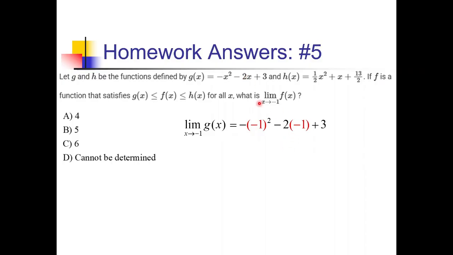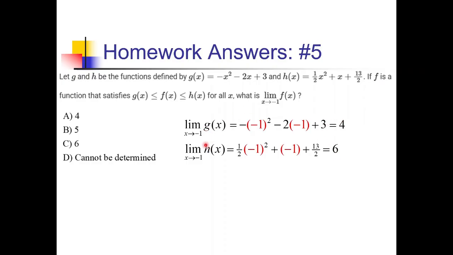So that's going to be -1 plus 2, which is +1, plus another 3 gives us 4. Now let me find the limit as x approaches -1 of h. So plugging -1 into this h function up here. -1 squared is just 1, so this is just 1/2. 1/2 minus 1 is -1/2. -1/2 plus 13/2 is 12/2, which we can reduce to 6.